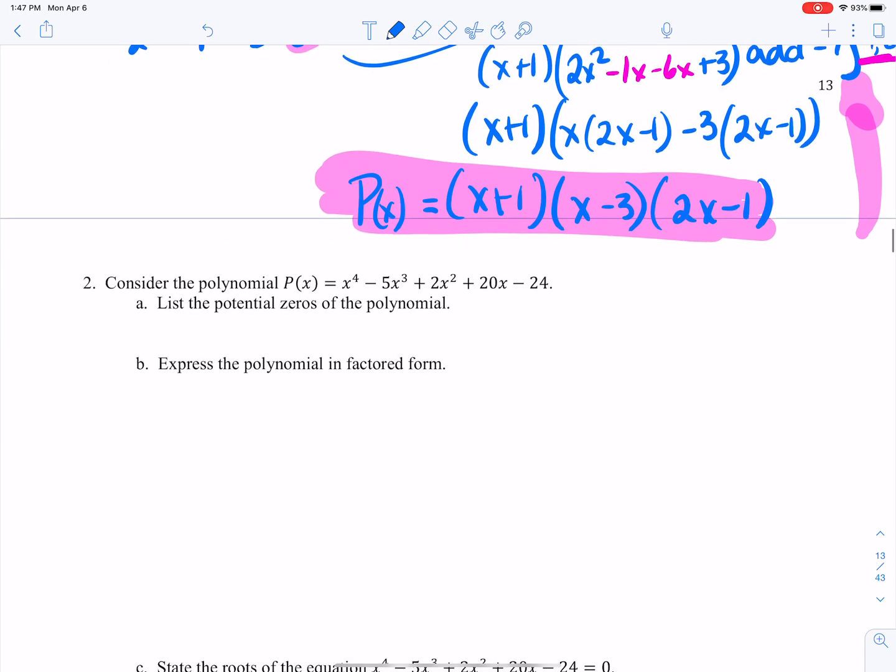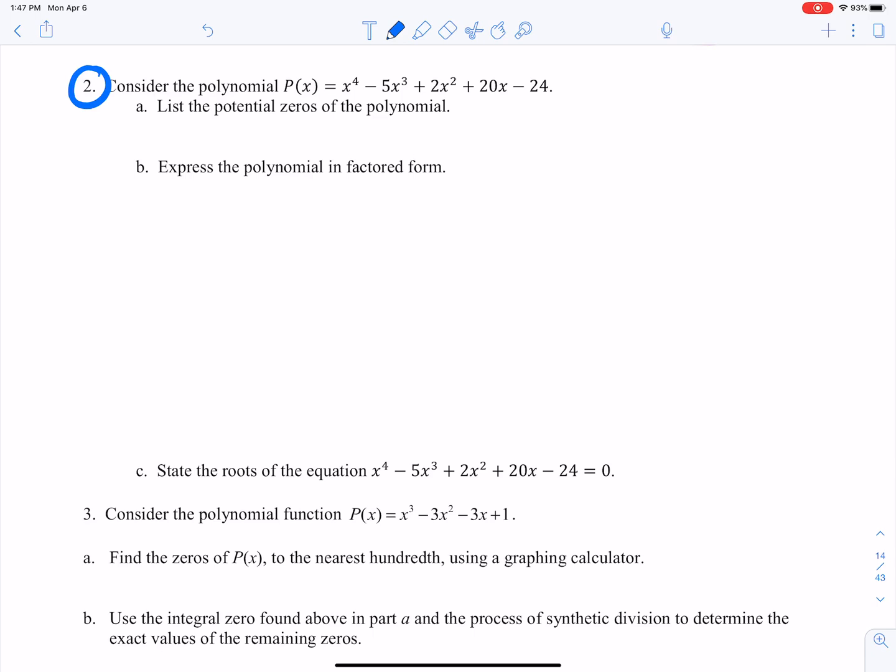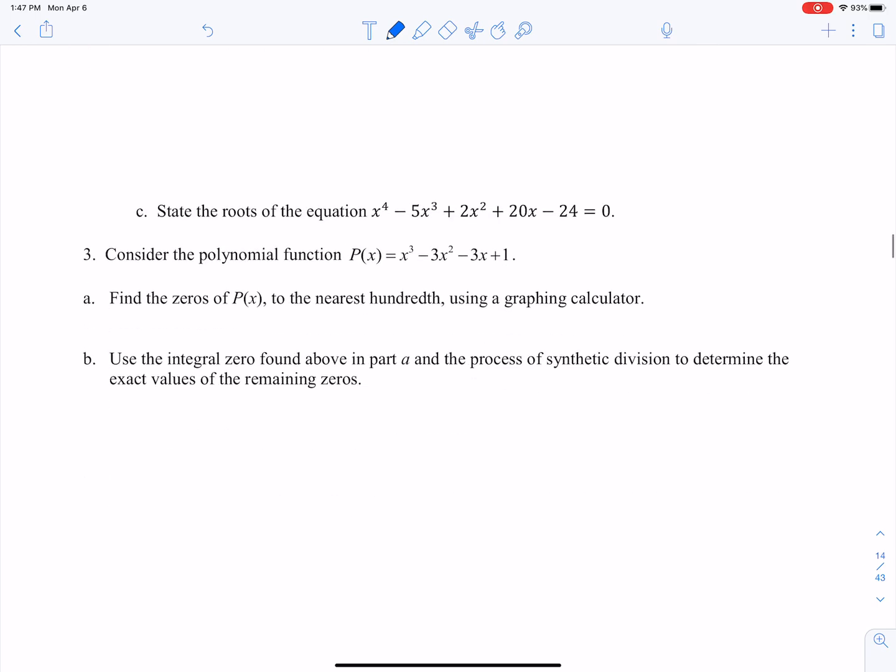So what I'm going to let you do is example number 2, A, B, and C, and example number 3, A, and then I'll come out and I'll help you with 3B.